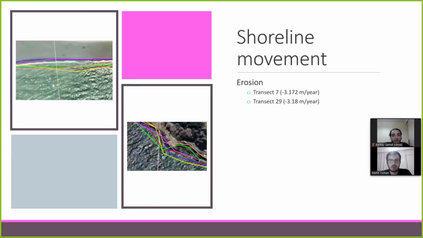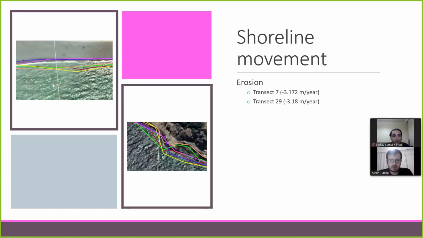I want to show you critical transects in this presentation. First, the color of lines indicates year. Red line indicates 2014, green 2016, yellow 2017, orange 2018, blue 2019, pink 2020.